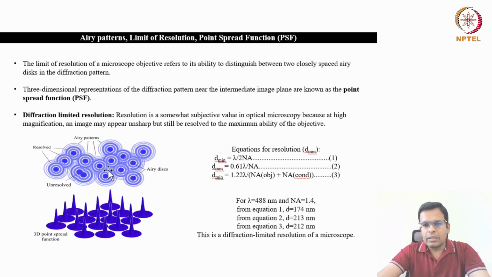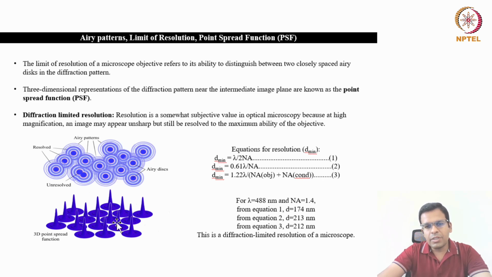So see, if you put any point light source in the microscope, you will get an image like this. You will get the diffraction pattern of that point light source. That's why you can see this kind of airy disk and airy rings, because these are the diffraction pattern of an individual point source of light. Now you can see that these are the resolved airy disks, but if these airy disks are merging like this, then this is the unresolved structure. The 3D representation of this is known as the point spread function.